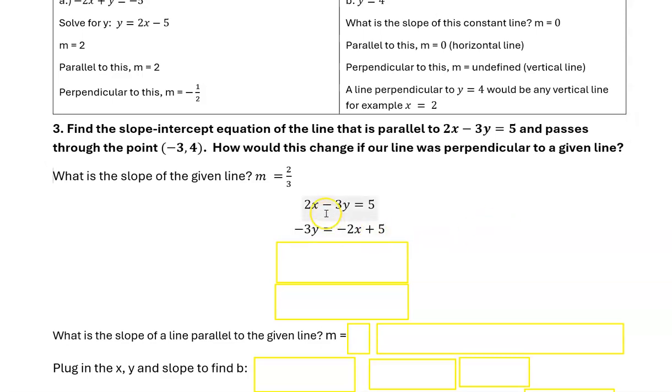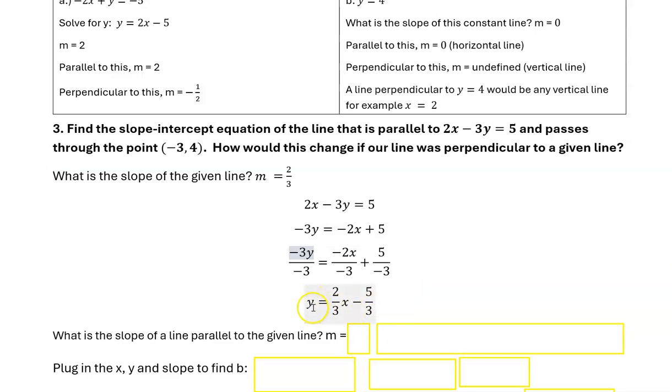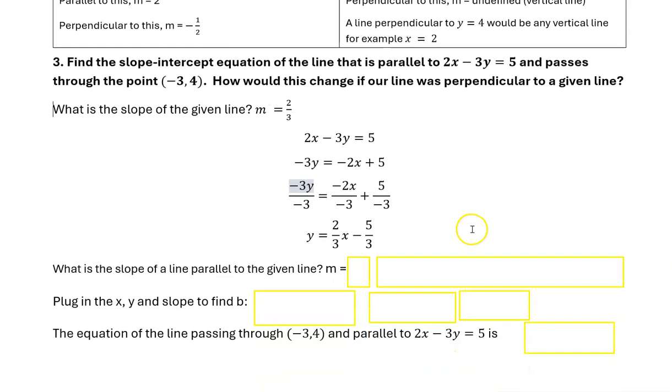And I'm going to do that by subtracting 2x from both sides. I still have negative 3y on the left, but I have negative 2x on the right. Now I'm going to divide everything by negative 3. Y over, this should be negative 3. Sorry, I had left that off. Negative 3y over negative 3, negative 2x over negative 3, and 5 over negative 3. Now, if I simplify that, I just get y on the left, and I get positive 2/3 x, and I get negative 5/3. So that's how I get a slope of 2/3.